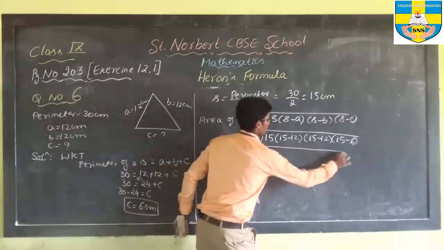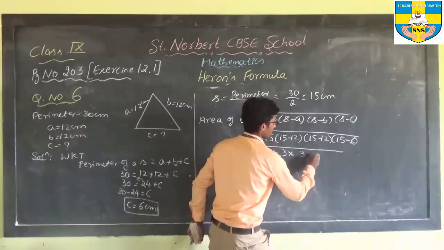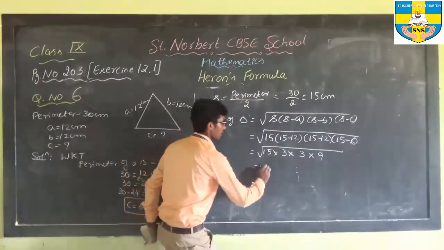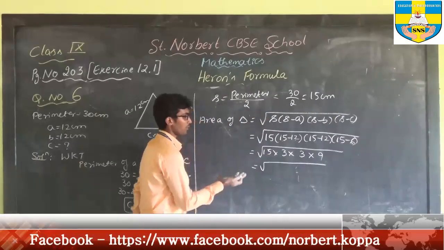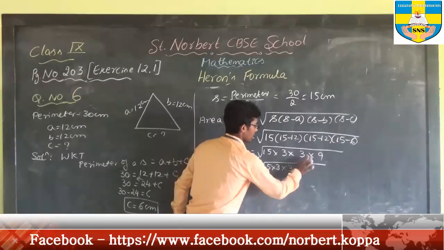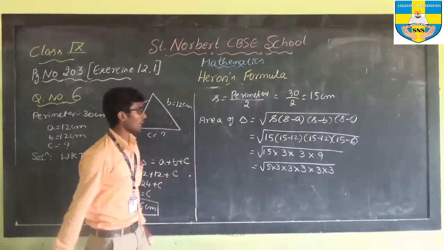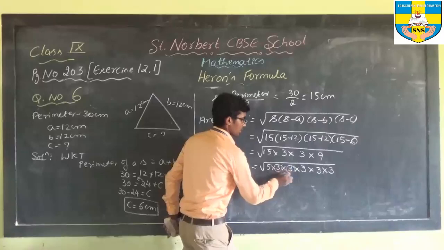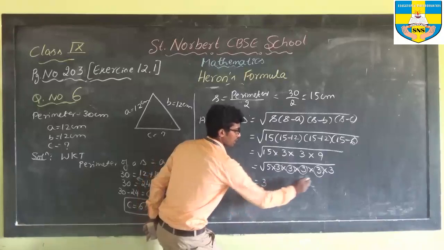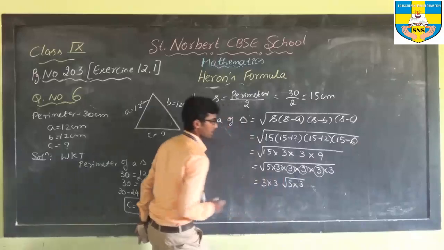Now to simplify this. 15, 3, 15 minus 12, 3 into 9. Okay. Then can you write 15 in any other ways? 15 can be written as 5 into 3 and this is again 3, already 3 and this can be written as 3 into 3. Now try to make groups of numbers. These two are a group, these two are a group. From this group I am sending one number outside. From this group I am sending one number outside. Then it will be 5 into 3.